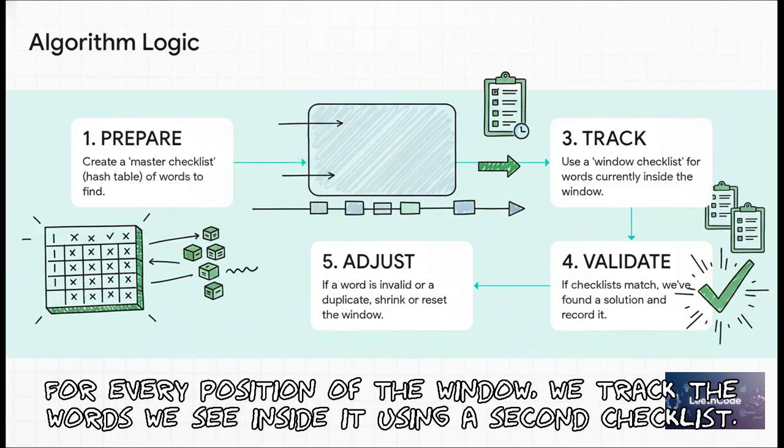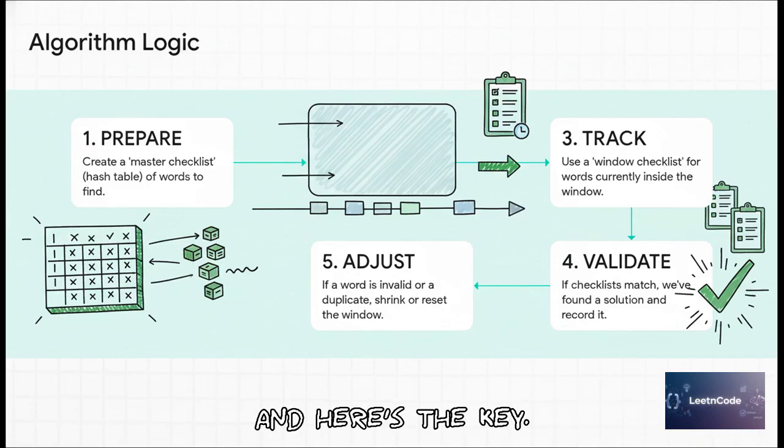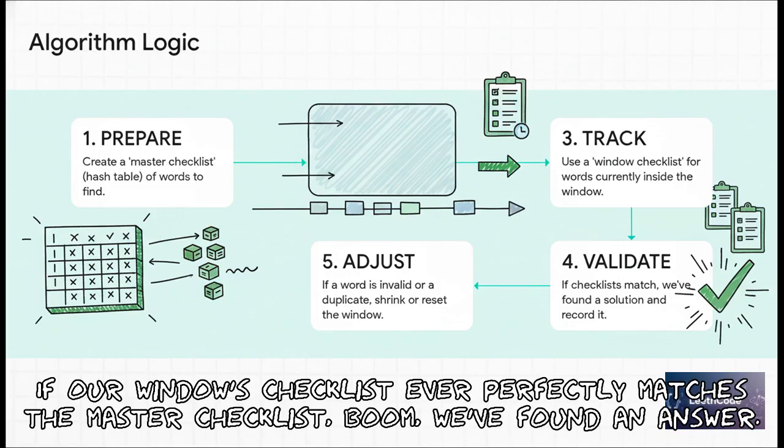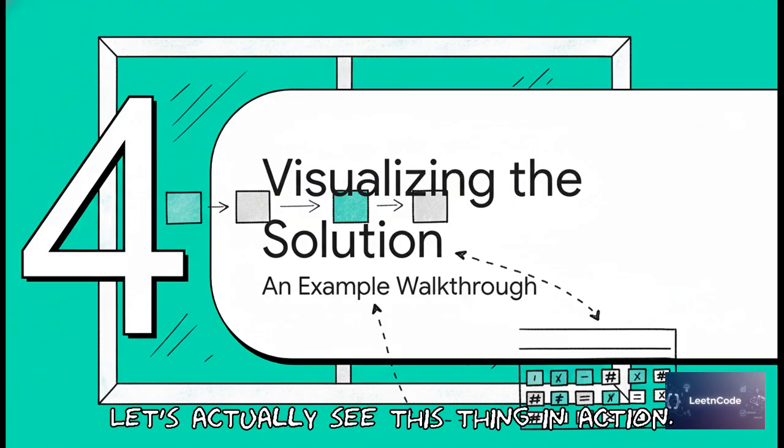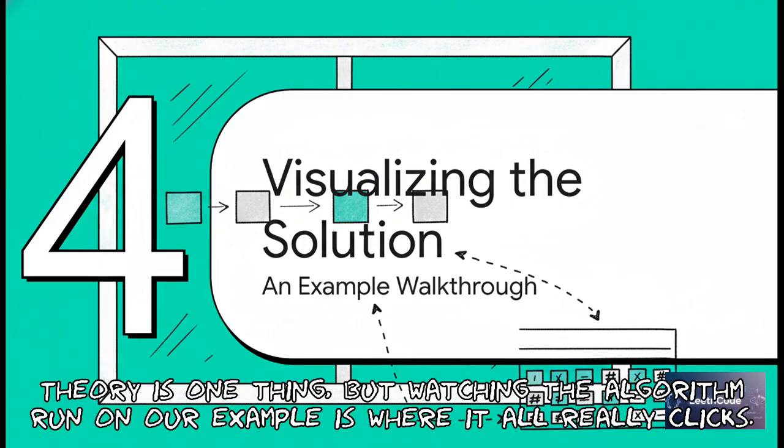For every position of the window, we track the words we see inside it using a second checklist. And here's the key. We constantly validate. If our window's checklist ever perfectly matches the master checklist, boom, we've found an answer. If things don't match up, we just adjust our window and keep on sliding. Okay, enough talk. Let's actually see this thing in action. Theory is one thing, but watching the algorithm run on our example is where it all really clicks.